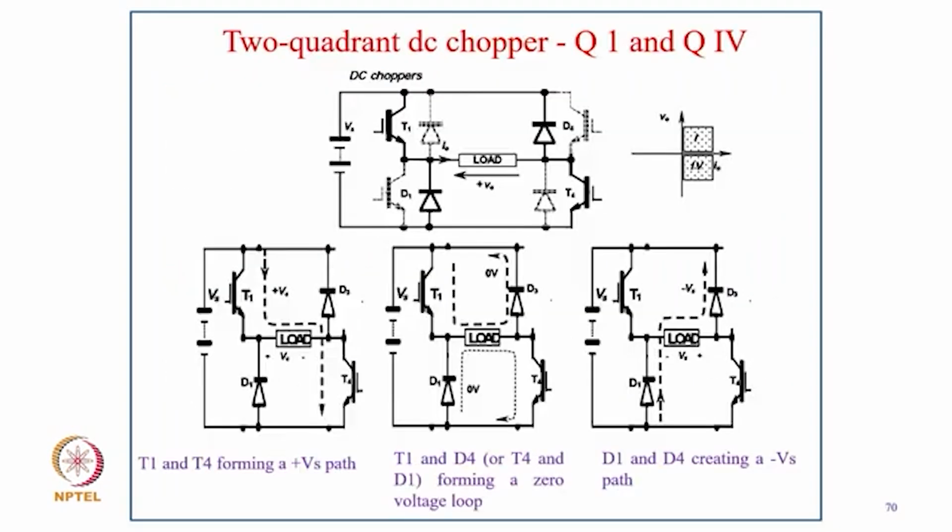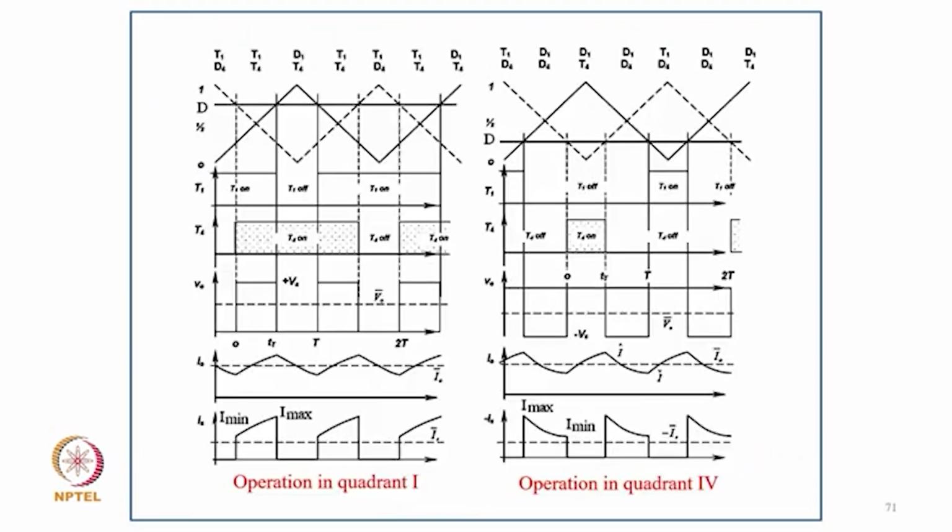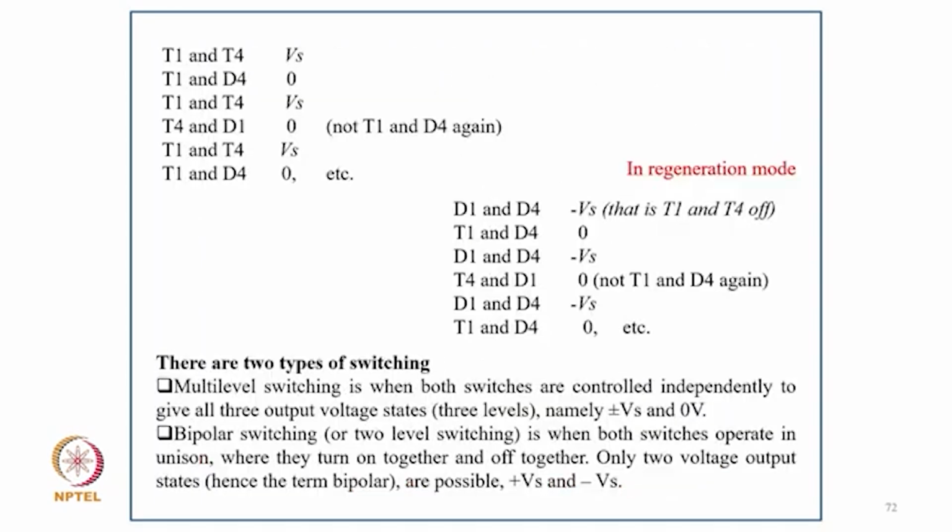Now coming to the four-quadrant chopper, how it operates for the second and fourth quadrants, like T on and DT on, with these different operations. These are the typical waveforms for quadrant 1 and quadrant 4, and you have the operation showing which devices are conducting, when T1 and T4 are on, T1 and D4 on. This explains the different operating conditions for regeneration also.